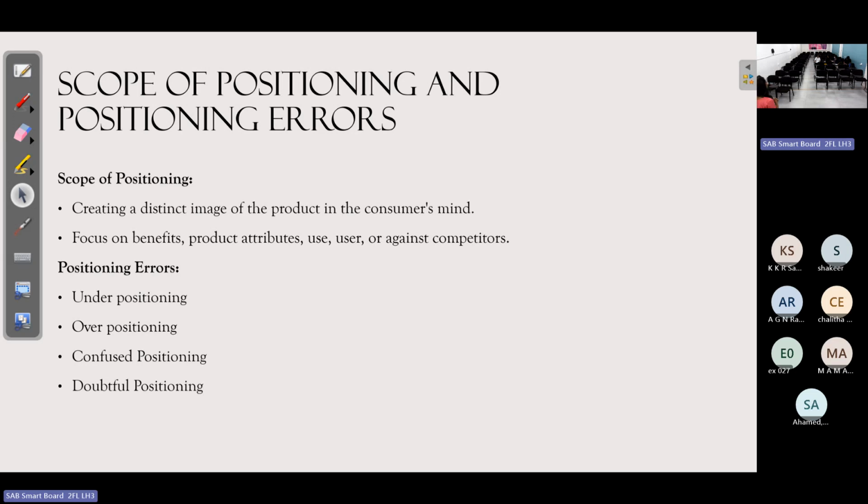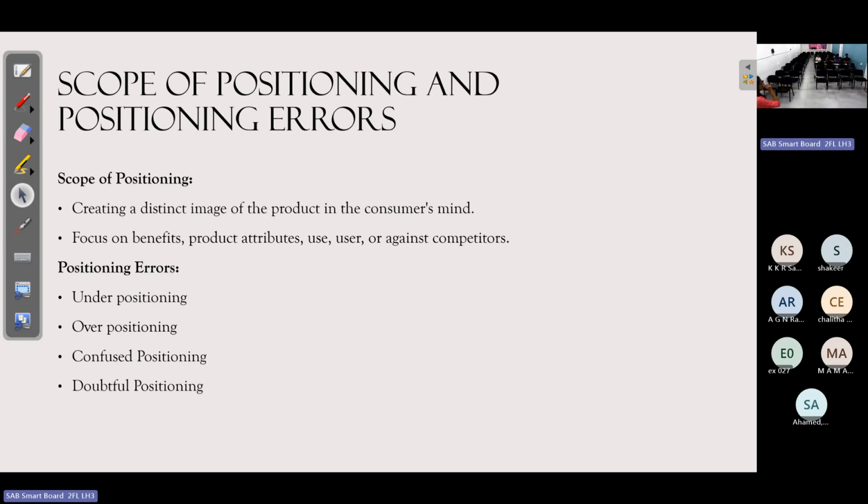In a very narrow or limited way. So under positioning, you are not going to provide, let's say, any of the information about the usage. In over positioning, you are going to provide information relevant to one specific area while missing all others.